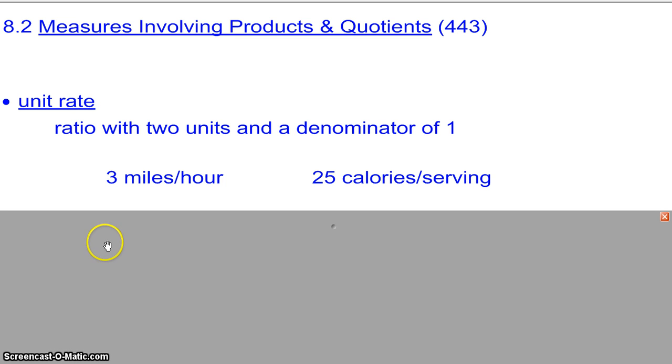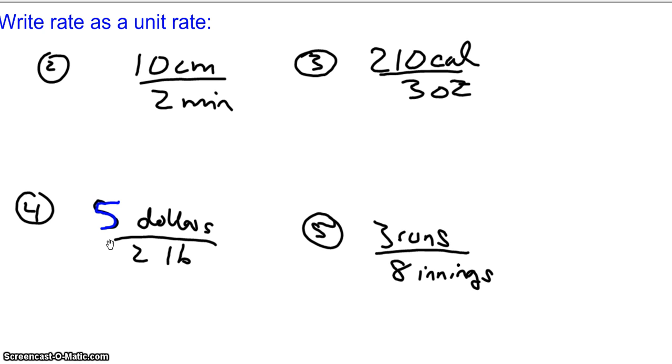Okay, we can receive rates in non-unit rates, as you're going to see when we reduce these to unit rates in a moment. So we have 10 centimeters per 2 minutes. This is not a unit rate, so we're going to change that to a unit rate. Why don't we go ahead and do that right now? So how can we make this a denominator of 1? Well, what operation do we have here? Say it. Good. Division. So we would simply divide 10 divided by the 2, right?